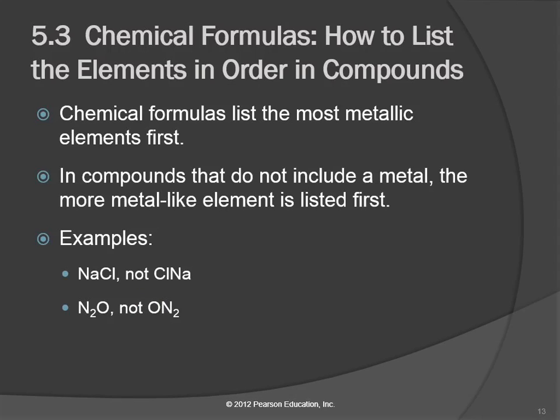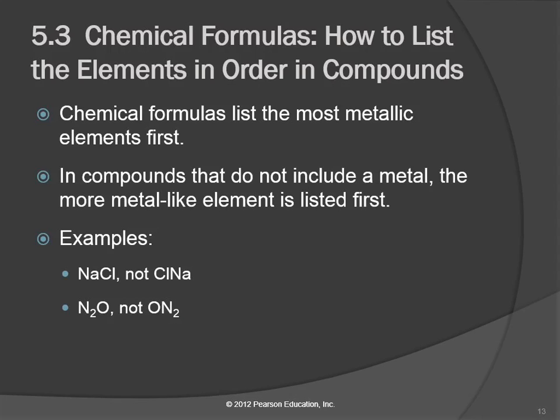If we look in the periodic table, sodium's on the left, it's in the metals. Chlorine is on the far right, it's a nonmetal. Another way to help you remember that is we generally read left to right. And so whichever element is more on the left side comes first, and then on the right side. N2O is the correct formula, not ON2. This gives the same ratio, but the order is backwards.